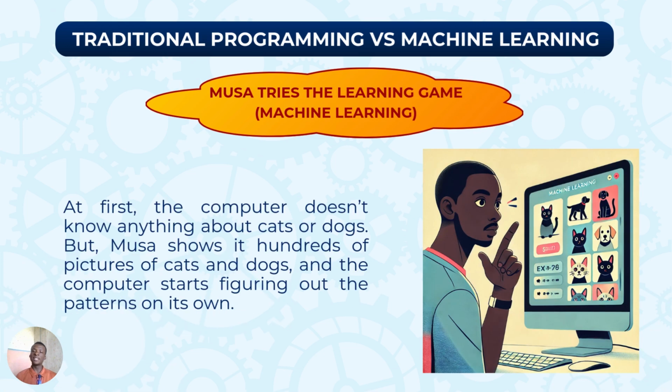Now, Musa tries a different approach. Instead of a rule book, he's using machine learning. At first, the computer doesn't know anything about cats or dogs. But Musa shows it hundreds of pictures of cats and dogs. And the computer starts figuring out the patterns on its own.